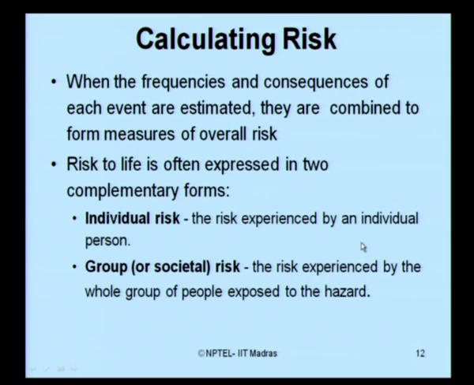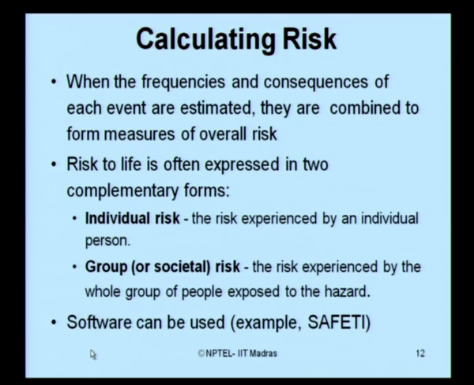Just for completion's sake, I also wish to put the definitions back once again in a very comprehensive form. Risk to life can be expressed in two formats. One is what we call individual risk, the other is what we call group risk or societal risk. Individual risk is that risk experienced by an individual person, whereas societal risk is that risk experienced by the whole group of people exposed to that hazard level.